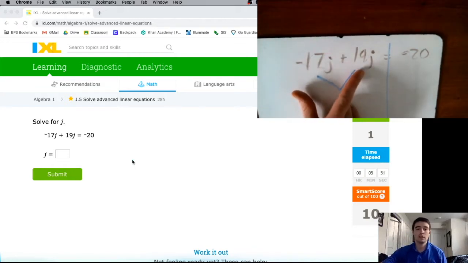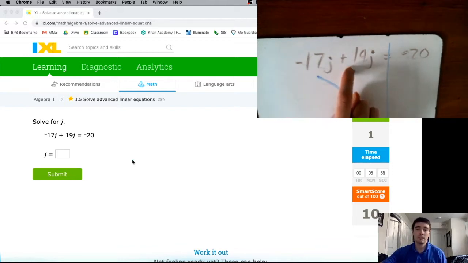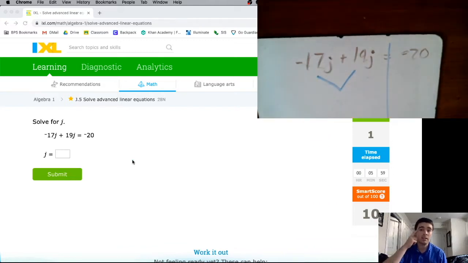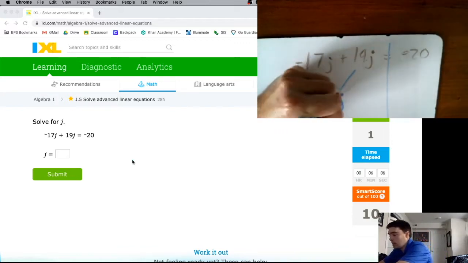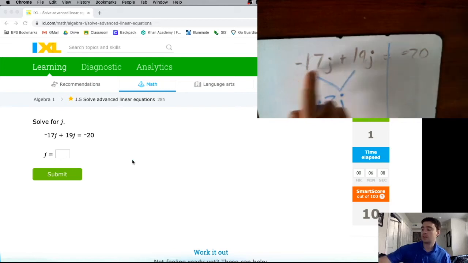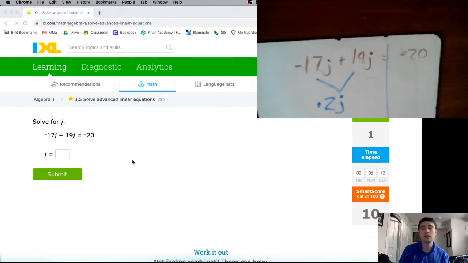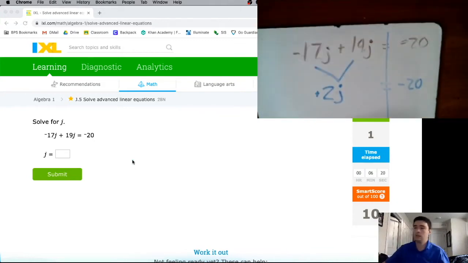And a helpful thing to realize about math here, negative 17 plus 19 is the same thing as positive 19 minus 17. And that's how my brain's thinking about it. I know 19 minus 17 is positive 2. So that's how I know negative 17 plus 19 gives me positive 2. I can flip two like terms, their order, if I keep the sign the same. So that brings me 2j equals negative 20.